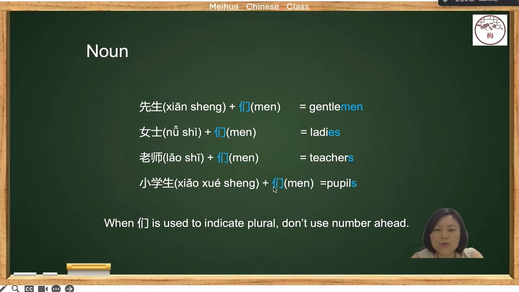3个小学生们. No, we never say like that. If we know the number, we say 3个小学生 without men. Or if we don't know the exact number, but we just want to express that the quantity is a lot, we can use a collective measure word, not the pure number. I will explain this later.